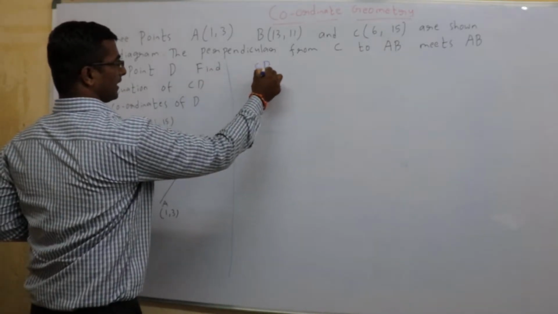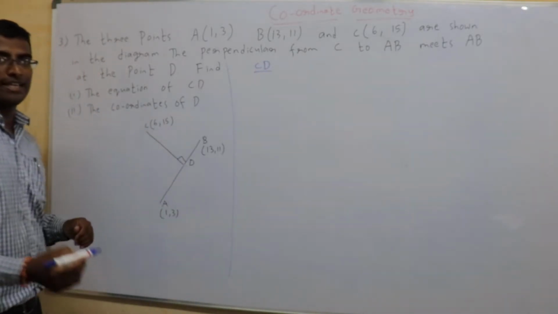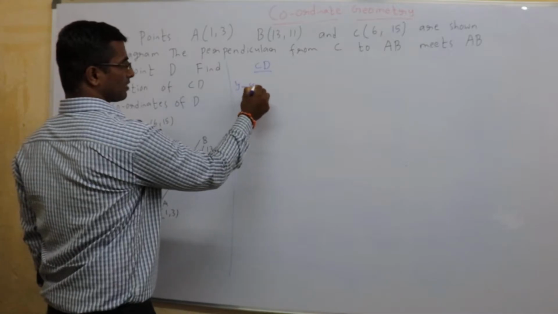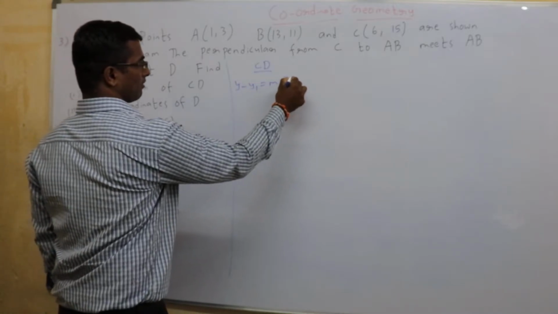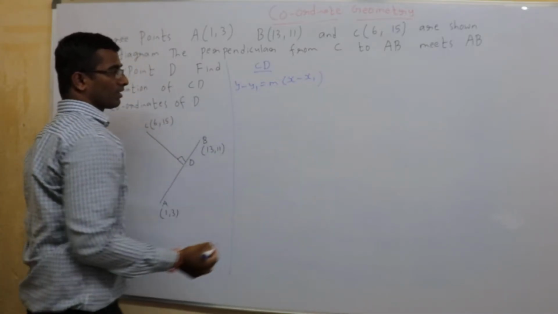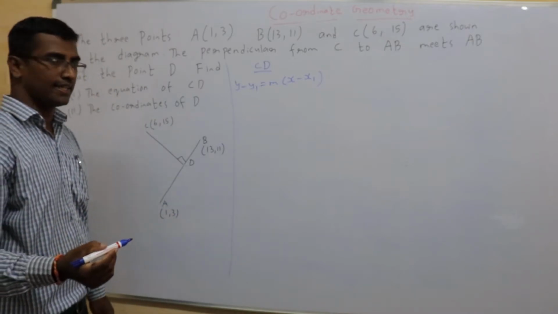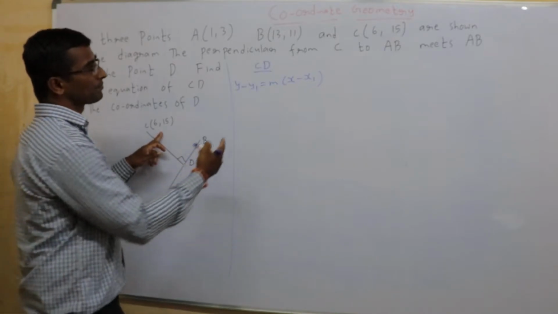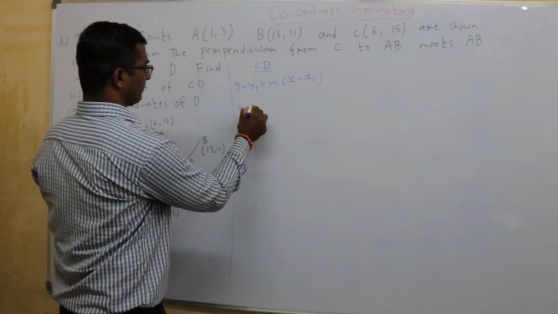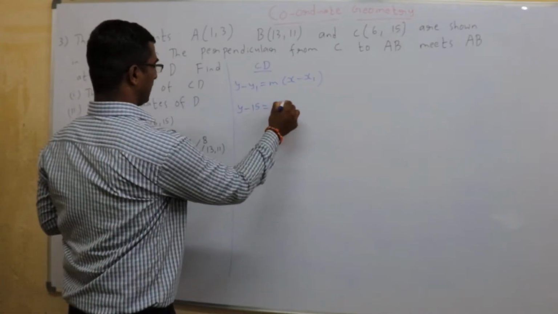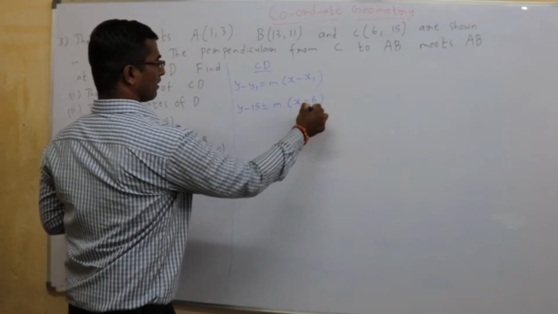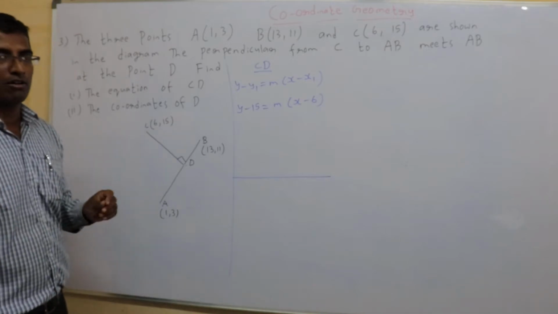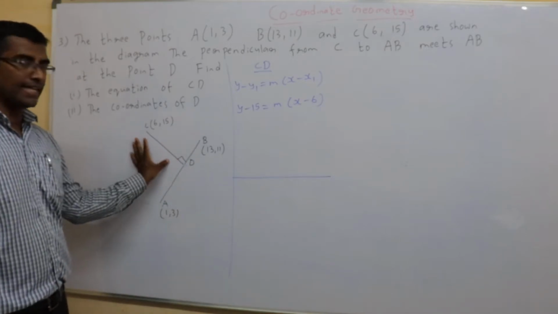So it's CD. Equation of any line formula: y minus y1 equal to m times of x minus x1. You need a point on CD, that is this one, (6, 15). So place it here: y minus 15 equal to m times of (x minus 6). Now I need to know the slope of CD.